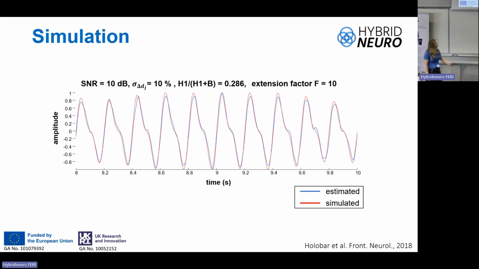If we look at those results here, we can see that with a signal to noise ratio of 10 decibels, a standard deviation of firing time delay of 10%, the relative power of the first tremoric harmonic set to this value, and the extension factor set to 10, the estimated EEG component, the blue line, is very similar to the actual simulated one. So this is exactly what we want to get.